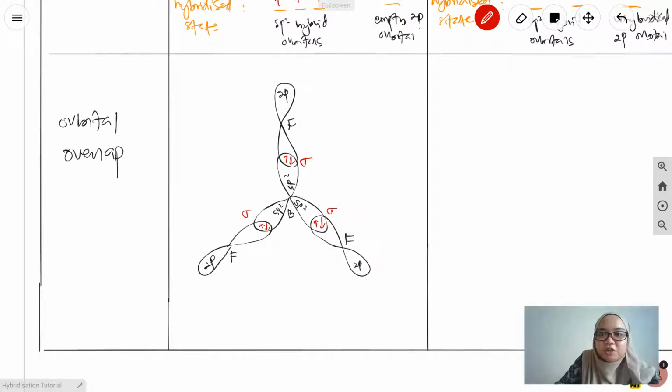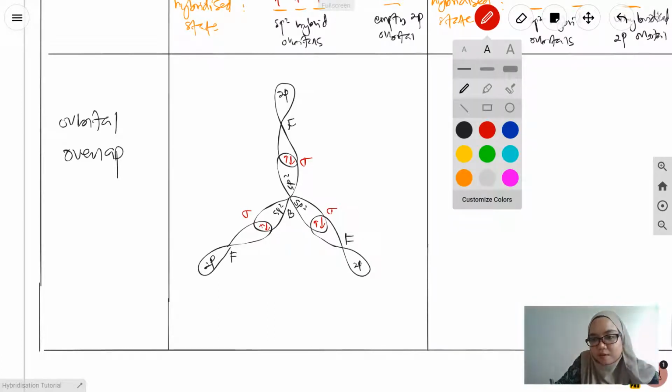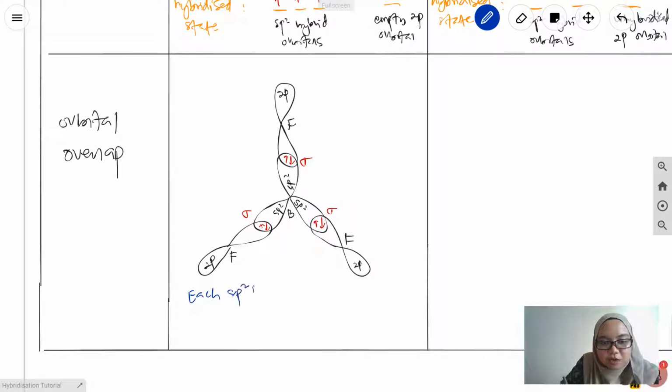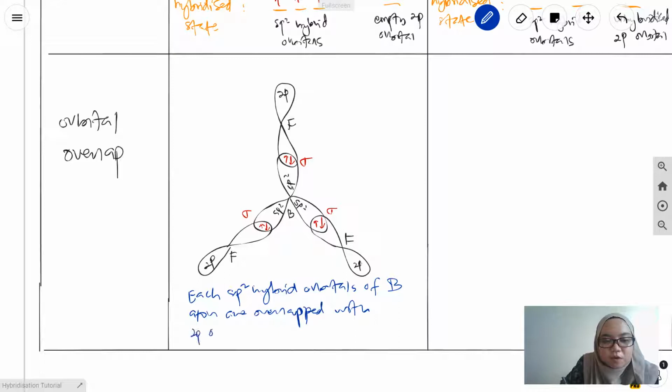So for the explanation, you can write: each sp2 hybrid orbital of the boron atom overlaps with a 2p orbital of fluorine atom to form a sigma bond. This is how you explain it.